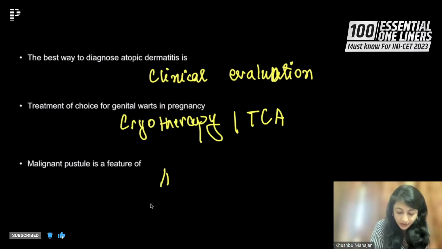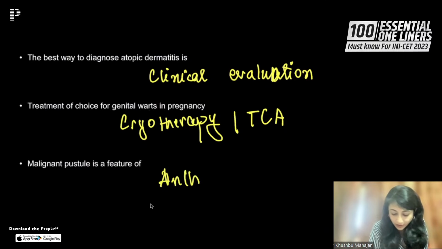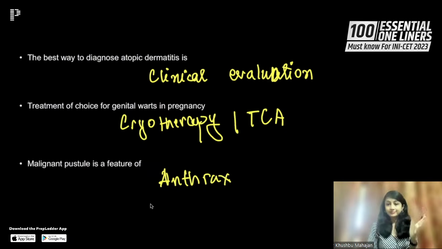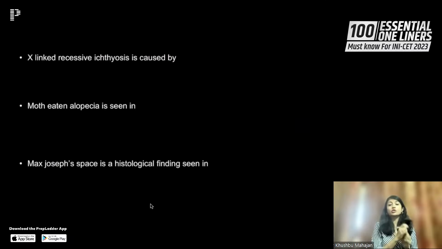Next question. Malignant pustule is a feature of? Absolutely right. It is anthrax. And remember, it is not malignant and there is no pustule, right? So it is a manifestation of anthrax.